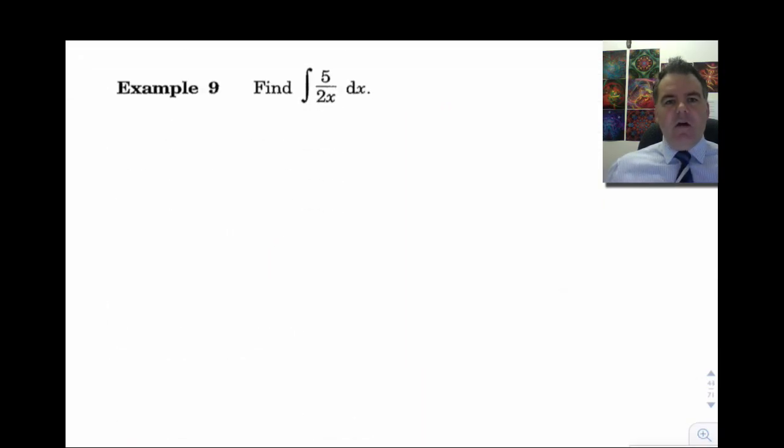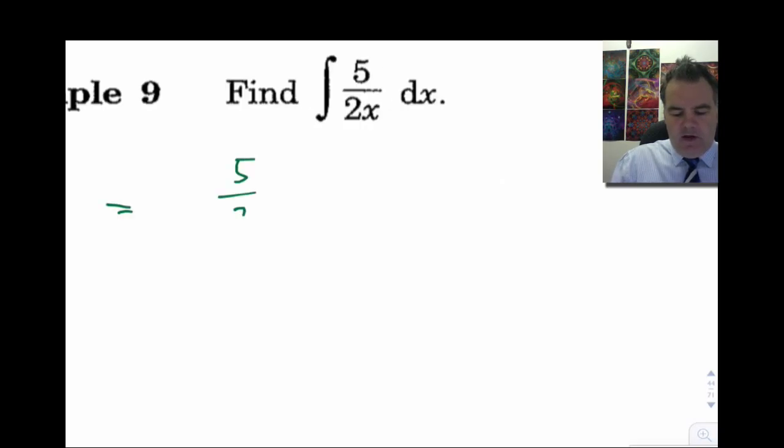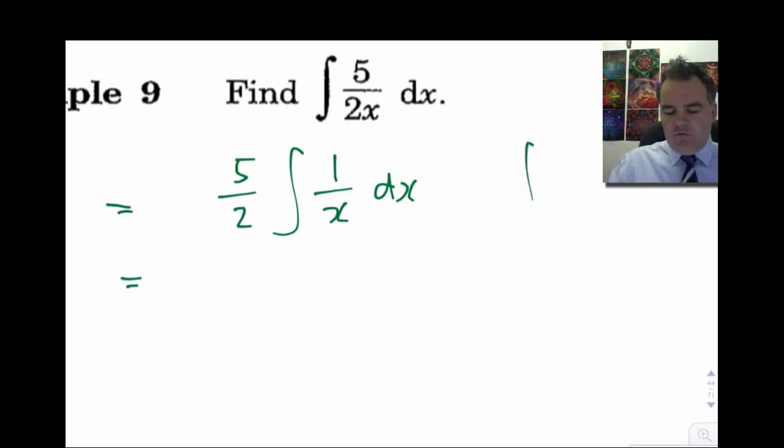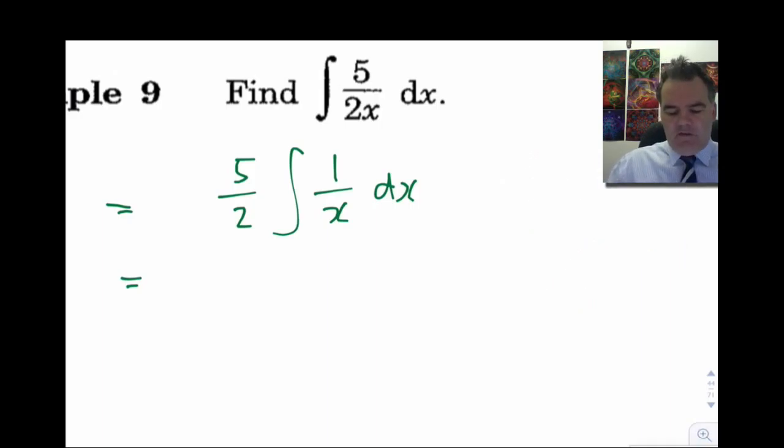So the integral of 5 over 2x. Now recall in the past, if you'd have tried to do this one, we can take the 5 over 2 out, got the integral of 1 over x. Now if you'd use the old rule, that's x to the minus 1 there, add 1 to the power, divide by the new number, you see that we're in trouble there. X to the 0 over 0. That's why that rule for polynomials does not work when the power of x is -1. The answer to these is, the integral is ln x.